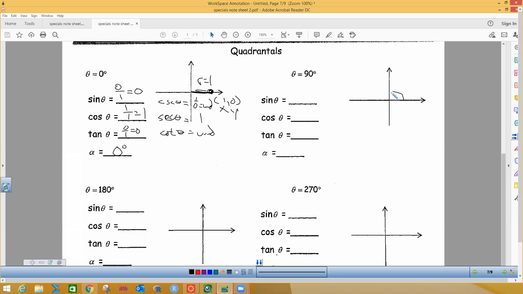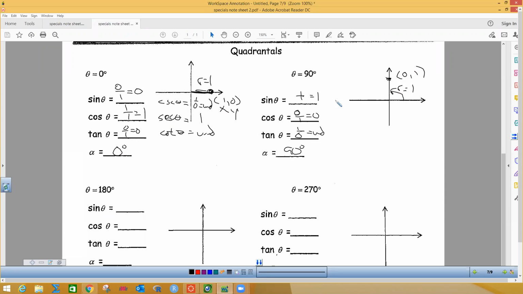90 degrees is this angle right here. So now your ordered pair is the x is 0, the y is 1, and the r is 1. So y over r, 1 over 1 gives you the sine is 1. Cosine is adjacent, or x over r, which is 0 over 1, which is 0. Tangent is y over x, which is undefined. Now alpha, again, is this angle from either x-axis. It's 90 degrees here. Okay, so it's 90 degrees.